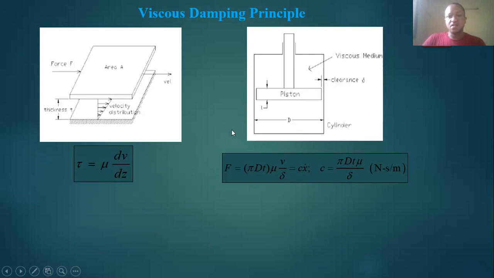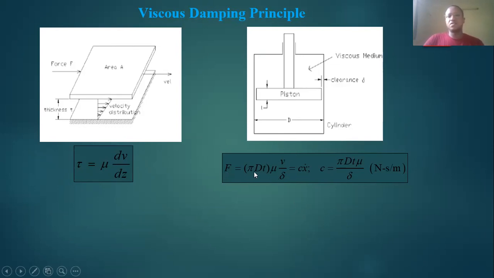So this can be related here to the shear force. The shear stress is proportional to the friction coefficient times dv over dz. This is the velocity profile, a change in velocity over a change in the thickness, or in z. When we consider the force, it is equal to the shear stress times the shear area. So our shear area here is pi d t. Okay, so this is the shear force.